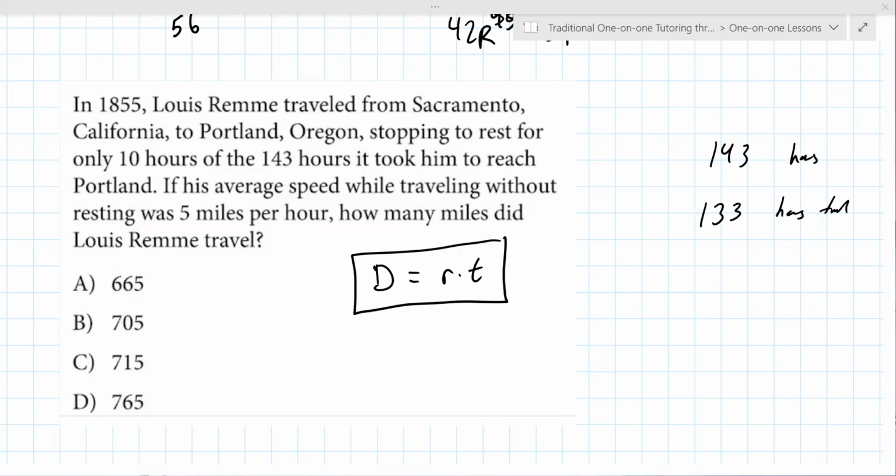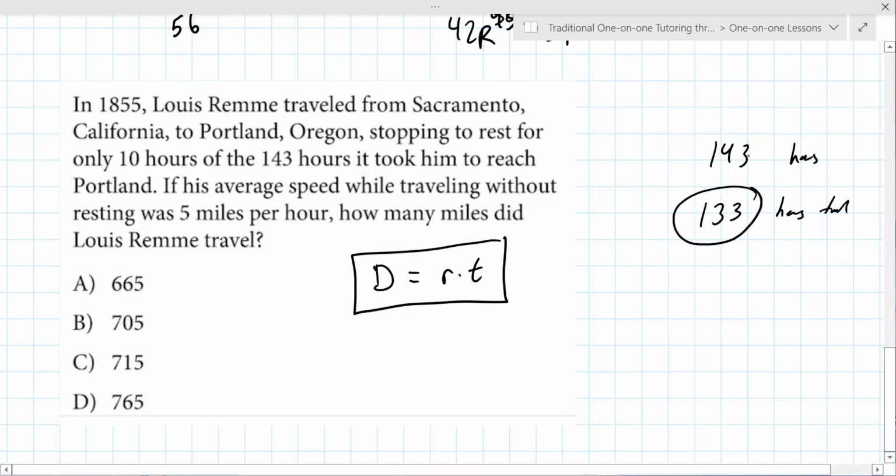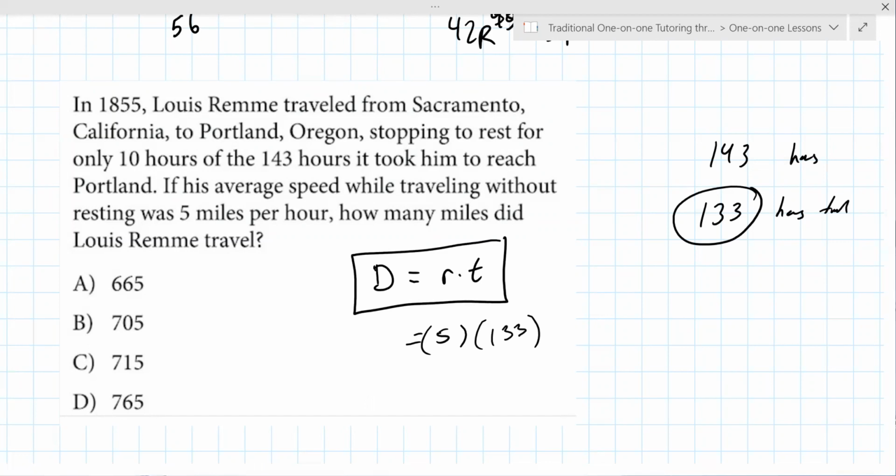The time. Okay, the time is 133 hours, not the 143. What about the rate? Is that given? Yeah, it's the 5 miles per hour. Yes. So that is literally the end of the problem, because you take the rate, multiply by the time. Notice if you multiply by 143, that answer is also in here. So you have to be really careful to pick the right number.